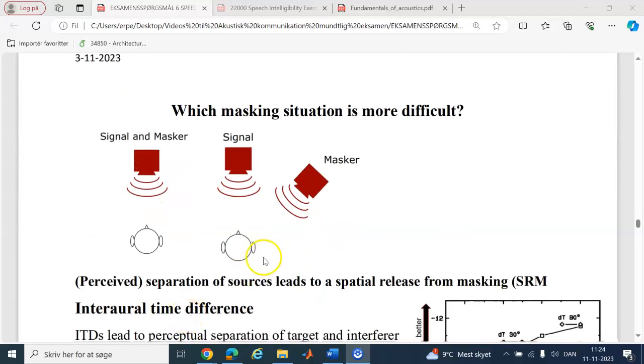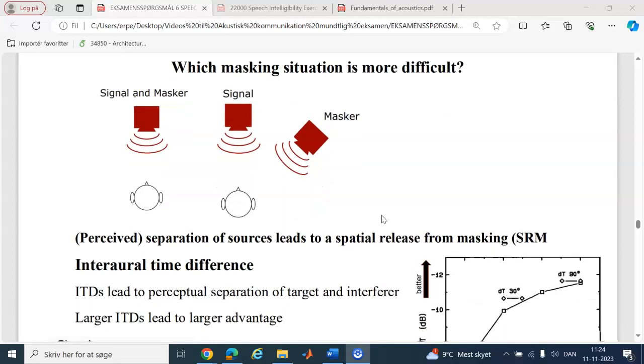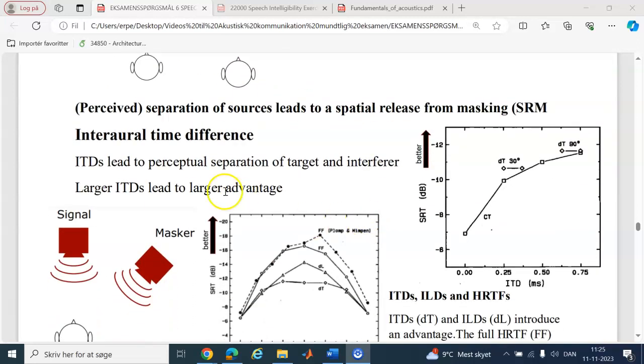Which masking situation is more difficult? You have signal and masker together, and signal and masker at a certain distance. Perceived separation of sources leads to a spatial release from masking, SRM. So if you separate the source and masker, it's easier to listen to.